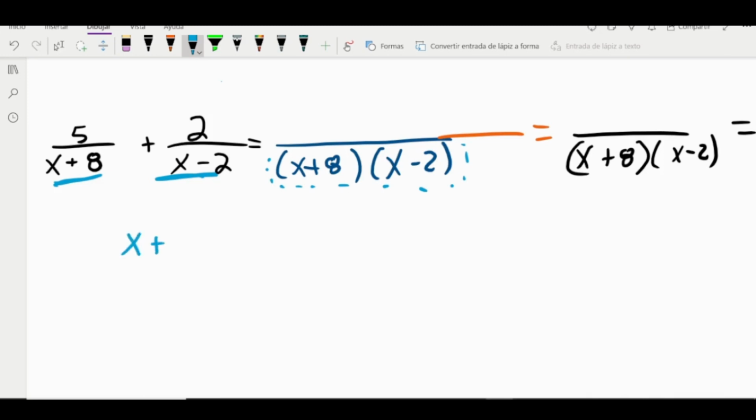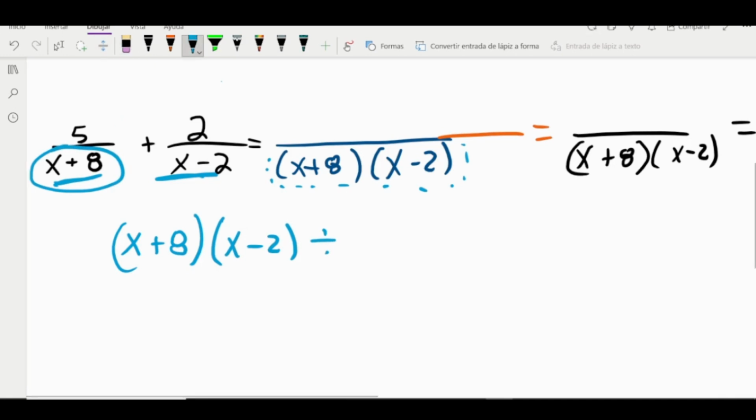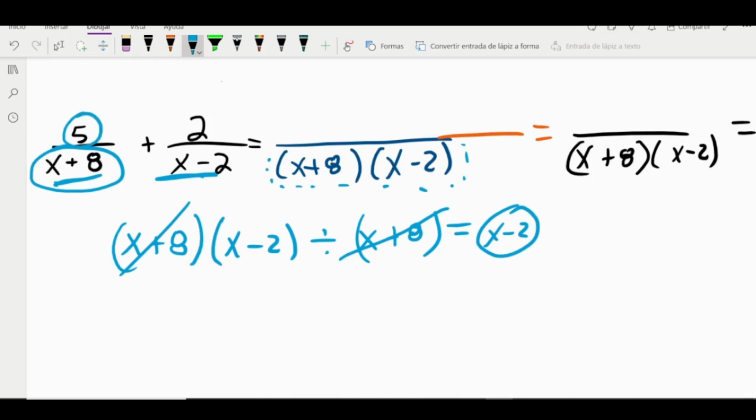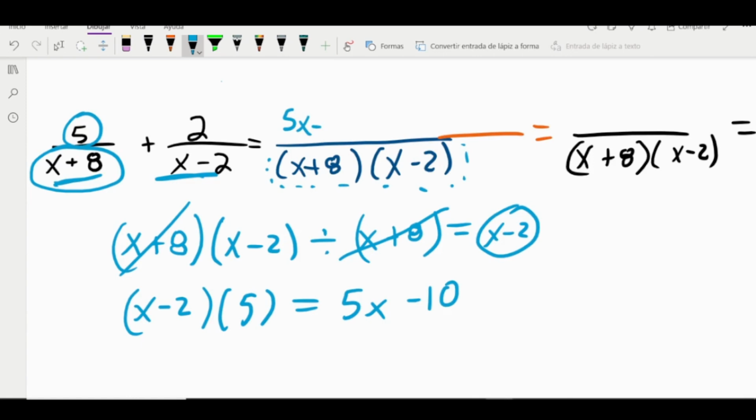What we need to do, remember, is take this common denominator, x plus 8 times x minus 2, divided by the denominator you have here. For example, here we divide by x plus 8. When you make this division, the result is x minus 2. And this result you multiply times the numerator. So it's x minus 2 times 5, which equals 5x minus 10. This result you apply here as 5x minus 10. So we move to the next part. Here we have this fraction.